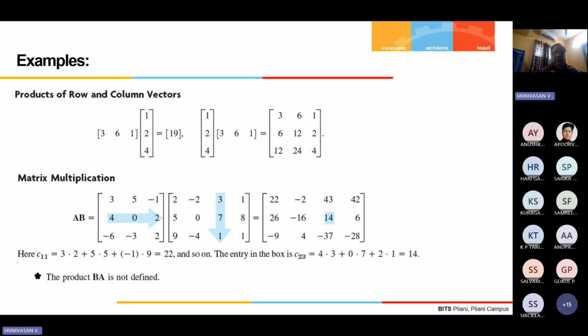So the product BA is not defined. Why? You can immediately say it is not defined because this is of order 3 by 4 and this is of order 3 by 3. So the condition is not met. Therefore, the product is not defined.